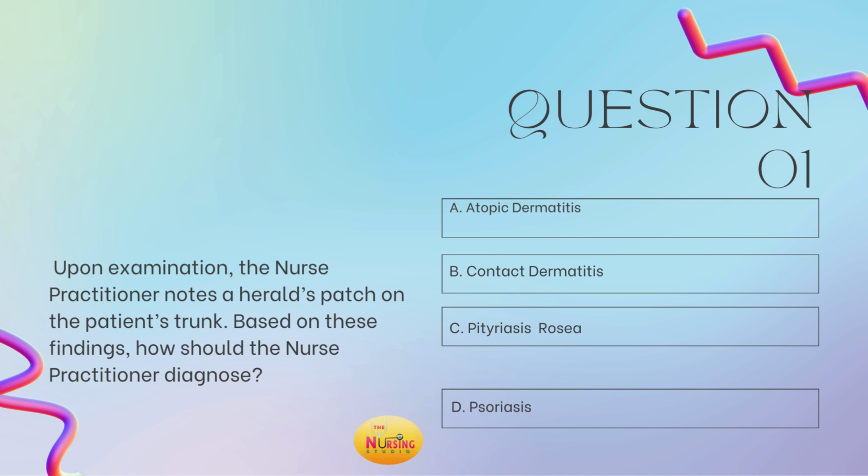All right, I always recommend reading the stem of the question first to ensure you're answering what is even being asked of you. So the stem of the question here states, based on these findings, how should the nurse practitioner diagnose? I tell you, if they're asking for a diagnosis, you need to run it back and look at the assessment findings. So here, upon exam, the nurse practitioner notes a Harold's patch on the patient's trunk. Y'all know my saying, when I say this, you say that. When I say Harold's patch, you should say pityriasis rosea. So here the best answer is C.